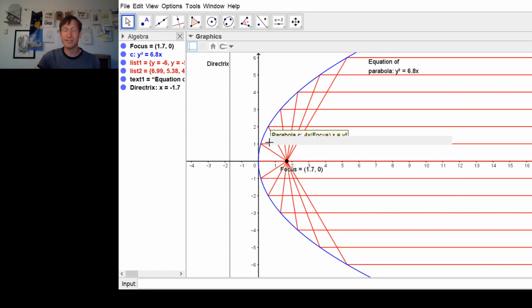Another way to use this parabolic reflector idea is backwards. If you want to create a beam of light going outwards, you can do that by having a parabolic mirror and then put a lamp at the focus. All of the light beams that are coming out of your lamp will bounce off of your parabolic reflector and all end up going in the same direction.